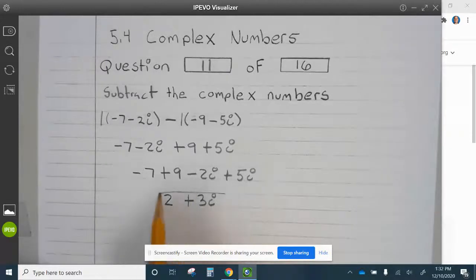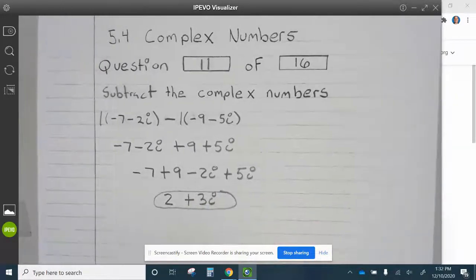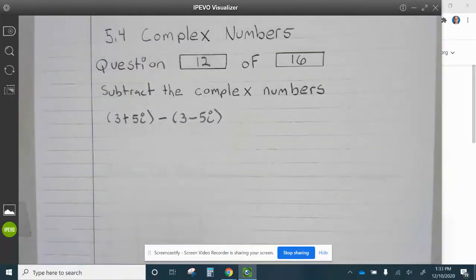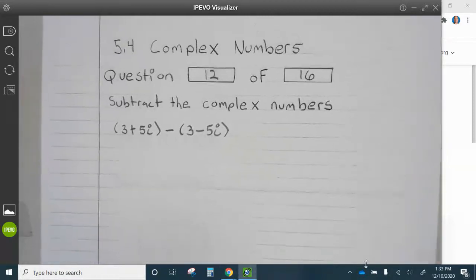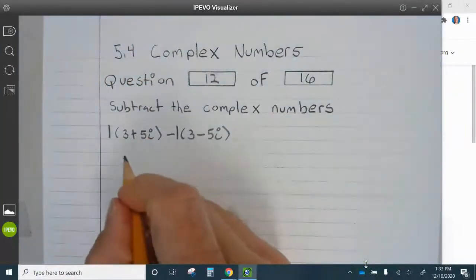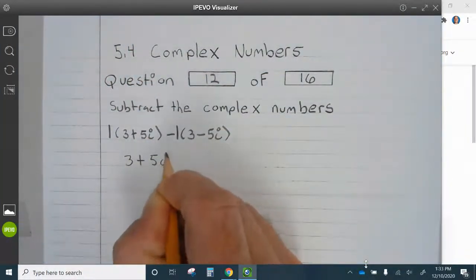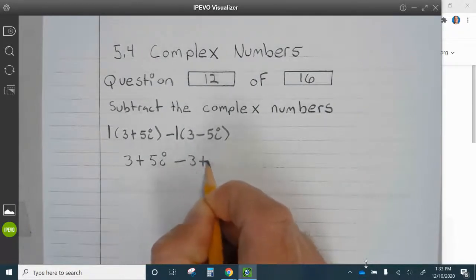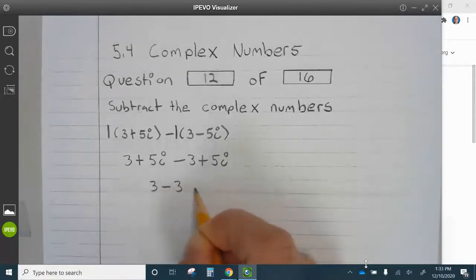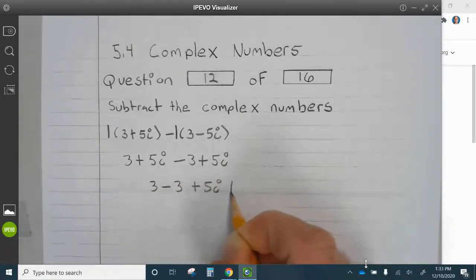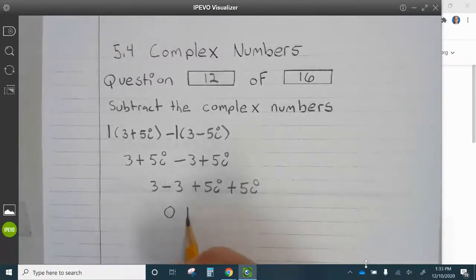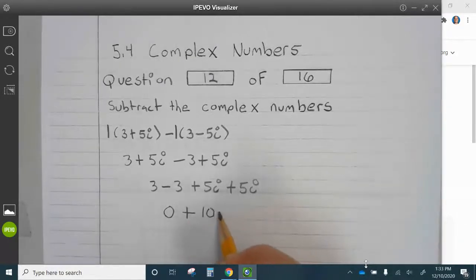All right. Let's take a look at the next question. All right, question 12 of 16. Subtract the complex numbers. Okay, so put a 1 here, 1 here. That becomes 3 plus 5i. You distribute the negative, that's minus 3 plus 5i. Combine the 3 minus 3 and the plus 5i plus 5i. Okay, well, 3 minus 3 is 0 plus 10i.